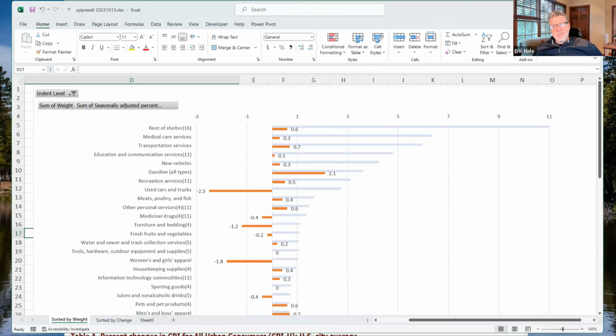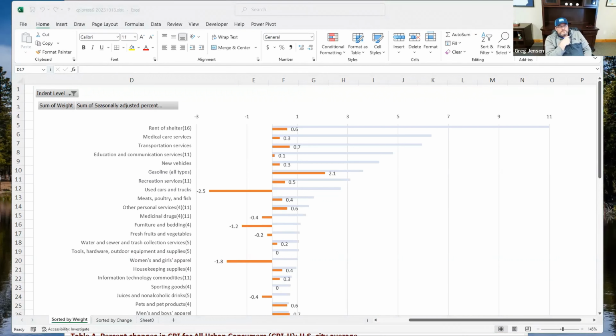So that's my high level summary of that, Greg. What are your thoughts on the CPI numbers? Yeah, I think that it's proving that it's sticky. There's been hope for a long time that the CPI would be coming down a lot faster than it was. And a lot of the core components are just sticky.